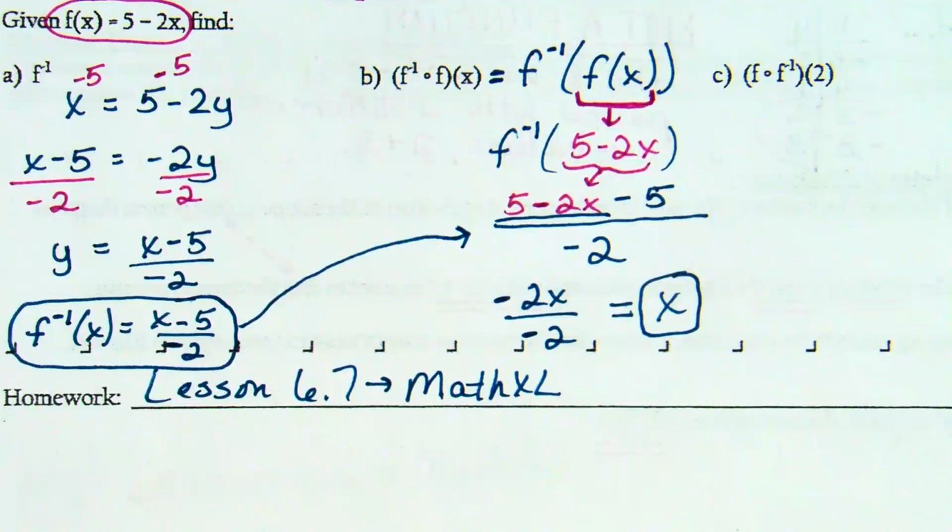If we did it the other way around, and we had done f of f inverse of x, so if we put f inverse into f, it would also simplify to be x.